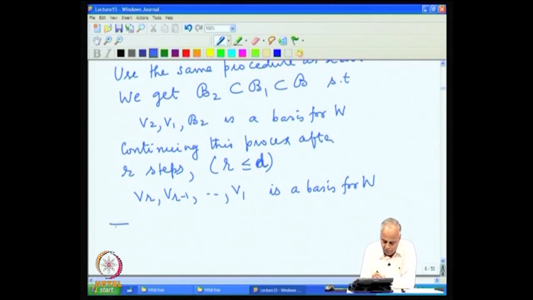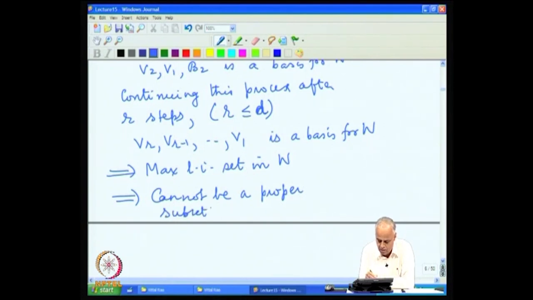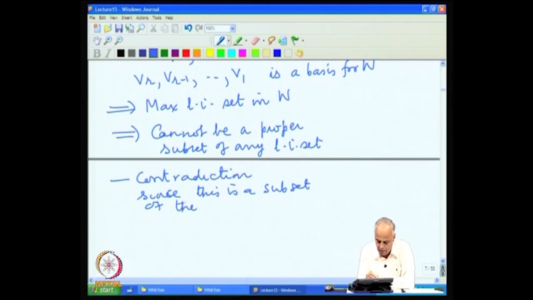Since it is a basis for W, it must be a maximal linearly independent set in W, because a basis is a maximal linearly independent set. And therefore, it cannot be a proper subset of any linearly independent set. This is a contradiction, because r is less than d and B1 consists of V1, V2, ... V d plus 1, and B1 was assumed to be linearly independent, since this is a subset of the linearly independent set B1.